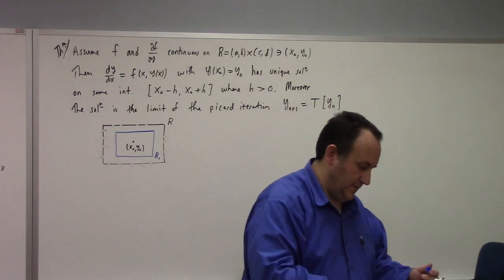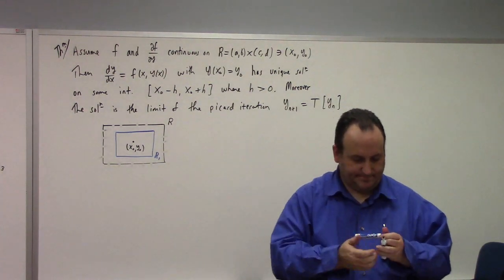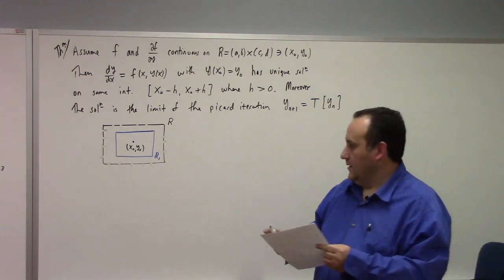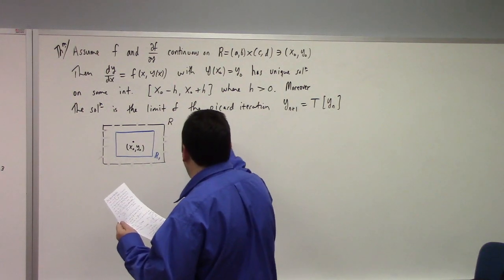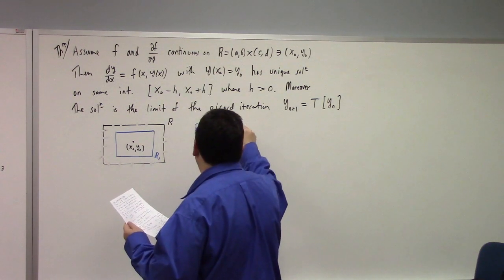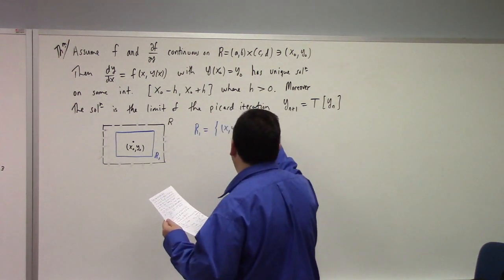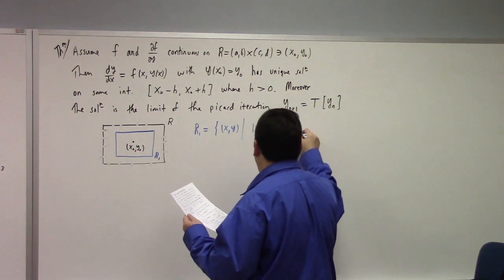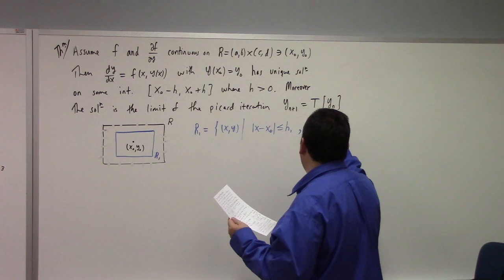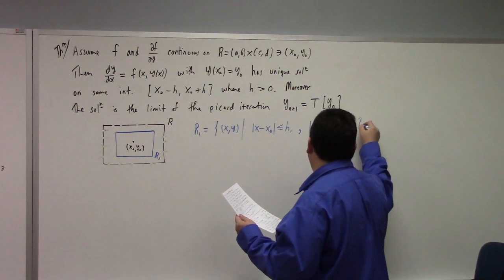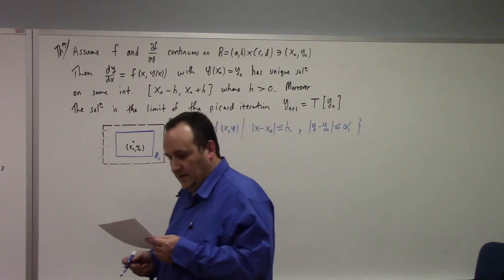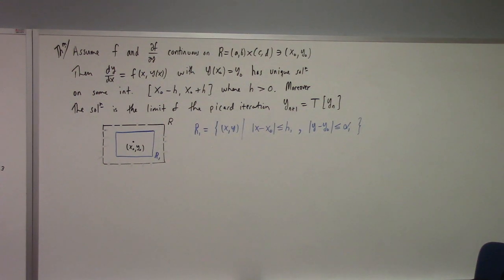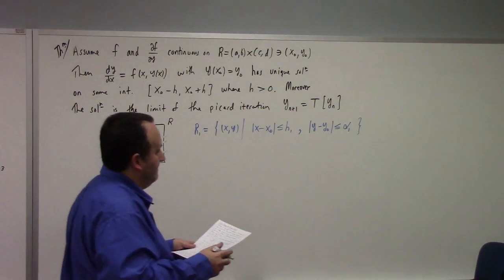And let's see here, R1, I'll define it for you. R1 is going to be the set of (x, y) such that the distance from x naught to x is at most h1, and the distance from y to y naught is at most alpha 1. Such constants h1 and alpha 1 exist because we're looking at an open interval of reals, and so you can do that, right? And this is a subset of R. All right.